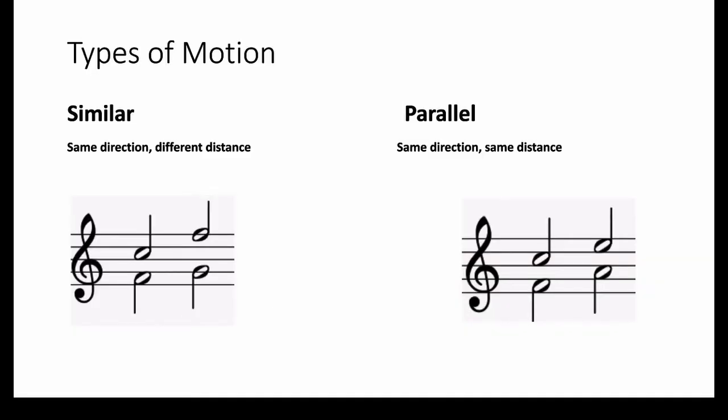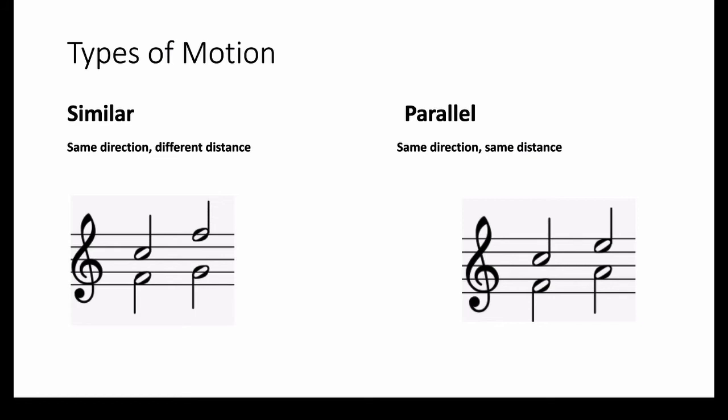The next 2 types of motion can sometimes be confused, so I've put them together on one slide. Similar motion is when voices move the same direction, but a different distance. Here on the left, our alto voice moves up a major second from F to G. Our soprano voice also moves up, but by the distance of a perfect fourth from C to F. Both voices have moved up in pitch, but by a different distance. This is called similar motion.